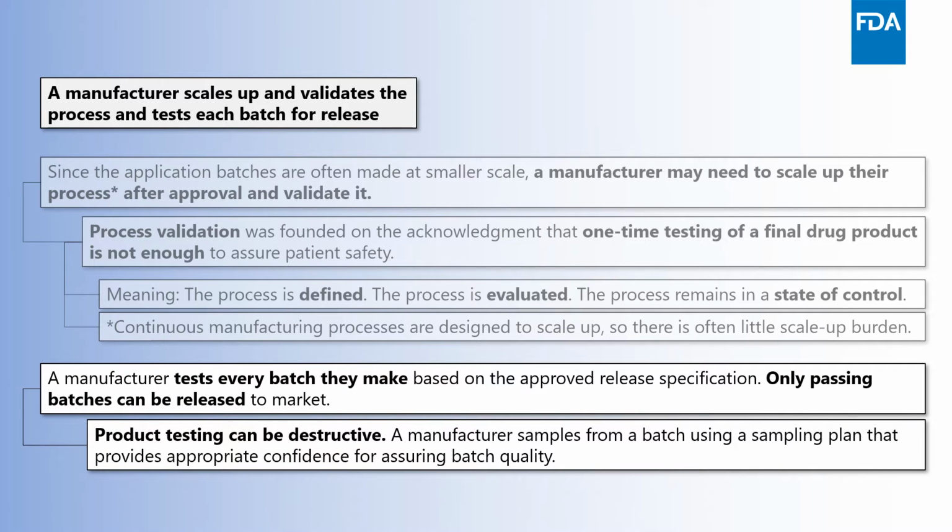A manufacturer tests every batch they make based on the approved release specification, and only passing batches can be released to market. It is important to note that product testing can be destructive, so product removed from a batch for testing might not make it to the market. A manufacturer samples from a batch using a sampling plan that provides appropriate confidence for assuring batch quality.